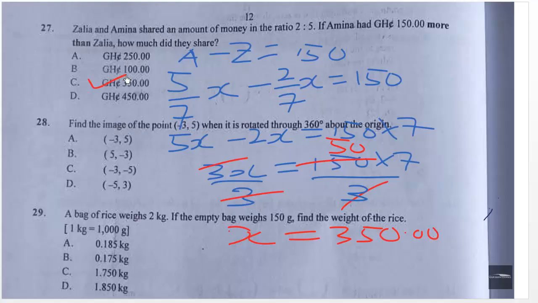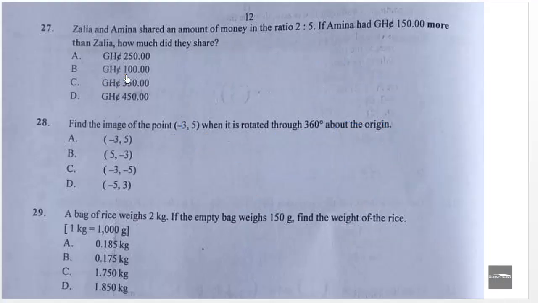So they shared 350. We have to find the image of the point negative 3, 5 when it is rotated through 360 degrees about the origin. So it will come back to the original point. So that will be negative 3, 5. When you rotate through an angle of 360 degrees, you come back to where you start from. So our correct answer will be option A.